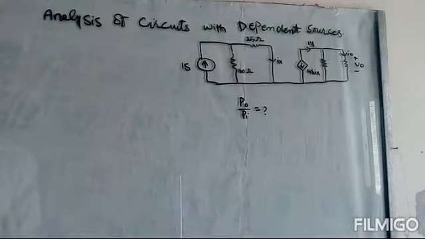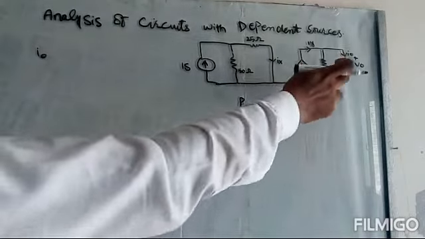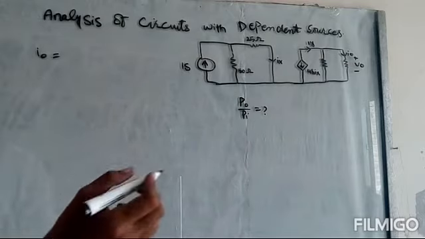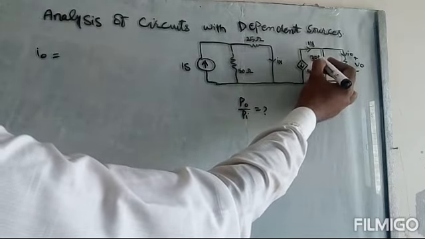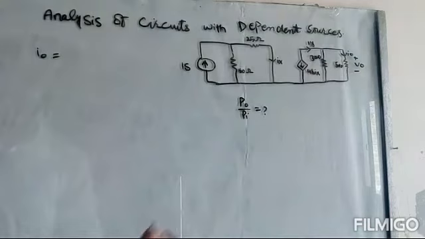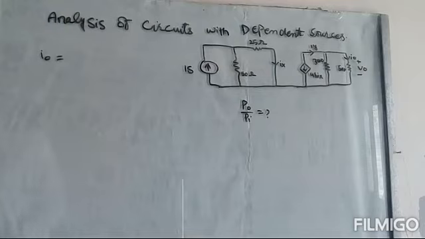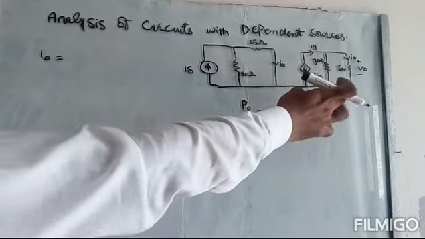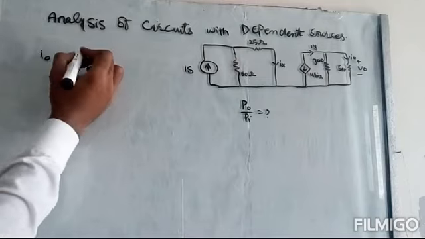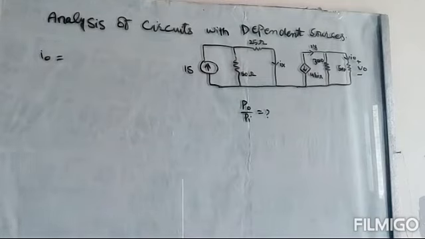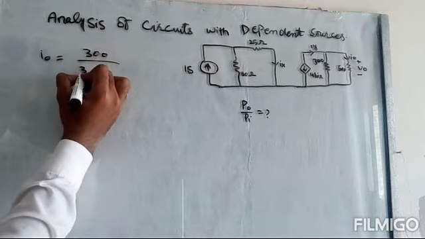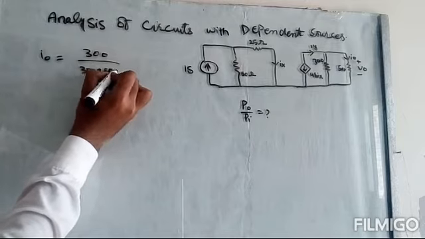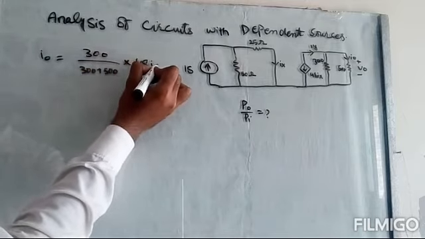So the current can be found using CDR, because these two resistances are in parallel. So I0 will be equal to, the values of these resistances are 300 and 500 ohms. So we can apply CDR. To find the current through this resistance, we will use this formula. I0 will be equal to 300 divided by 300 plus 500, multiplied by 48 times Ix.